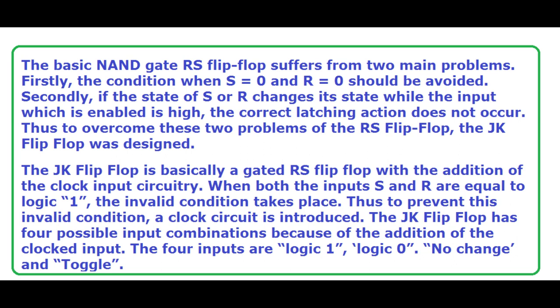The JK flip-flop is basically a gated RS flip-flop with the addition of the clock input circuitry. When both the inputs S and R are equal to logic 1, the invalid condition takes place. Thus, to prevent this invalid condition, a clock circuit is introduced. The JK flip-flop has 4 possible input combinations because of the addition of the clocked input. The 4 inputs are logic 1, logic 0, no change and toggle.